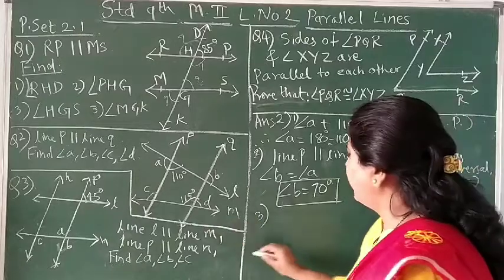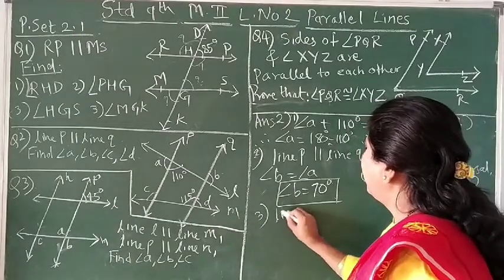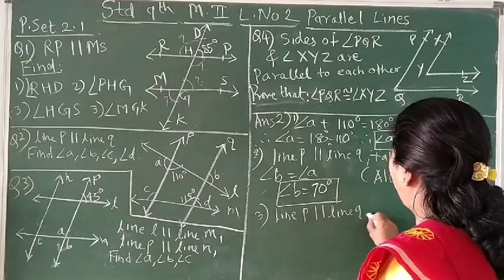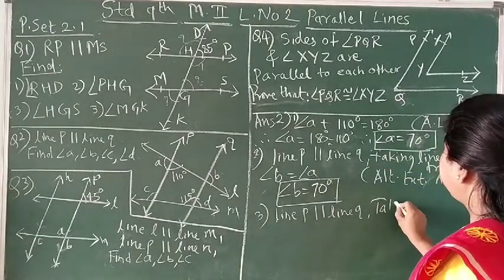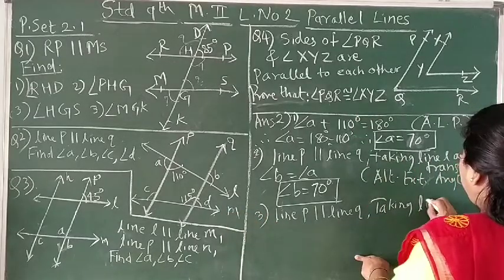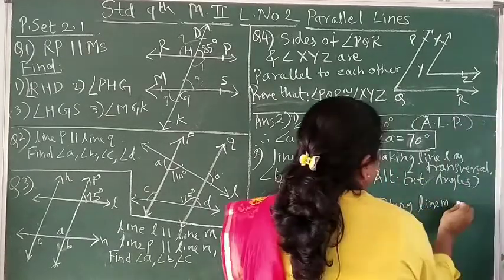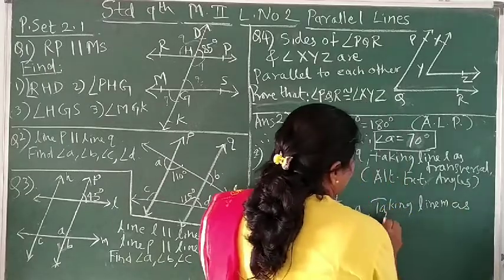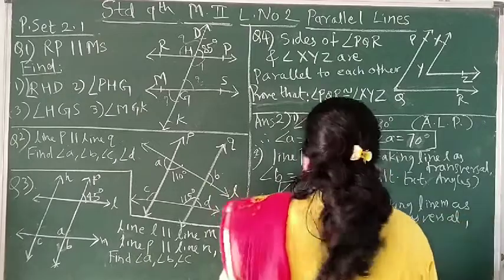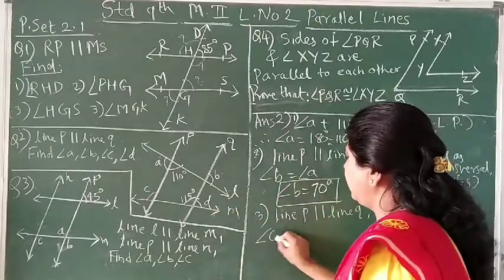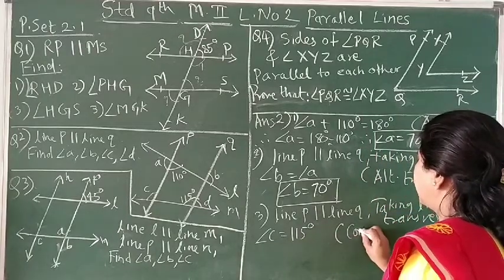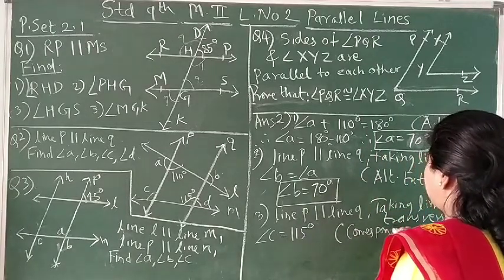Okay, so now to find angle C, we will write here: line P is parallel to line Q, taking line M as their transversal. Line M as transversal. Angle C is equal to 115 degree. Here the reason is corresponding angles.